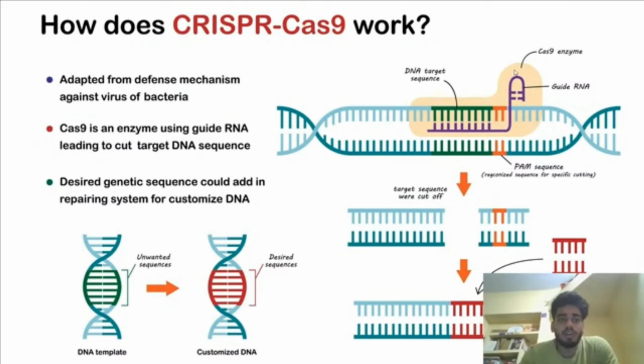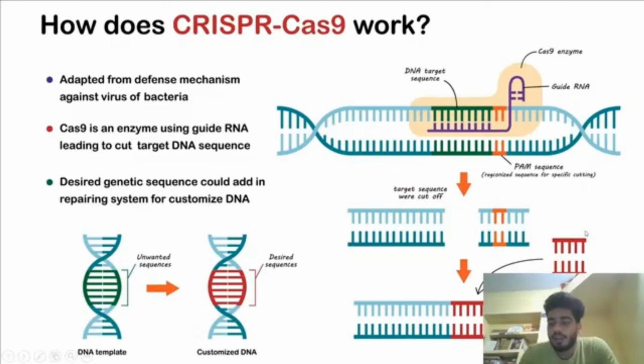Okay. So now, how does CRISPR Cas9 work? Firstly, this is your guide RNA. The guide RNA will come and attach to the target DNA sequence. Once it is attached, the Cas9 enzyme will come and cut the target DNA sequence and the PAM sequence, which is adjacent to your target DNA. Once it is cut, it has two options. First, we can add the desired DNA sequence here for repairing.